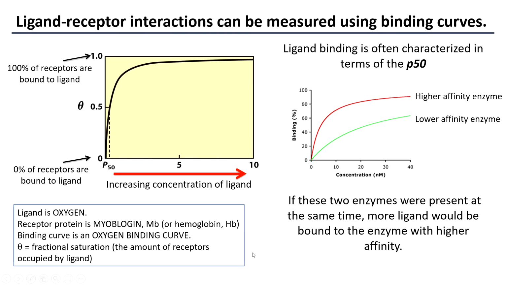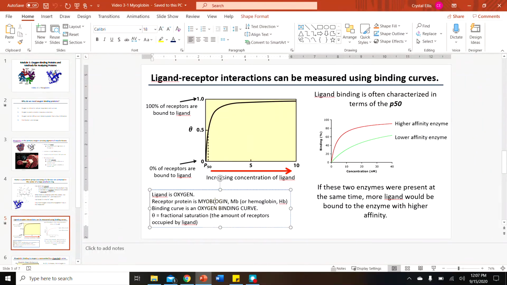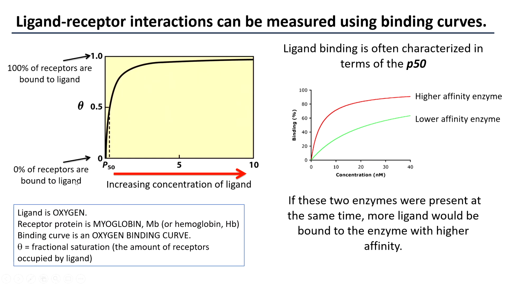So let's take a look at this when specifically the ligand is oxygen. So the receptor protein here is myoglobin, also referred to as Mb.